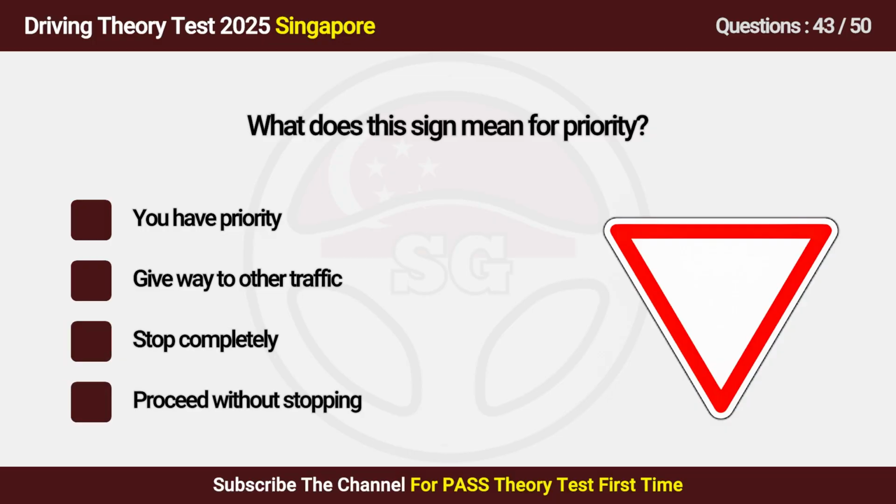Question 43. What does this sign mean for priority? A. You have priority. B. Give way to other traffic. C. Stop completely. D. Proceed without stopping.